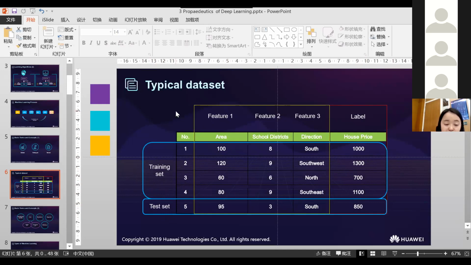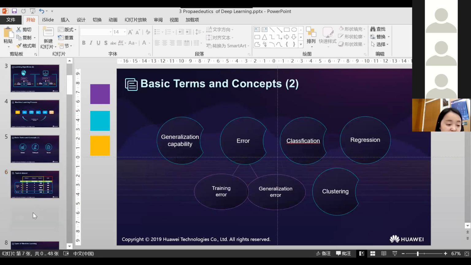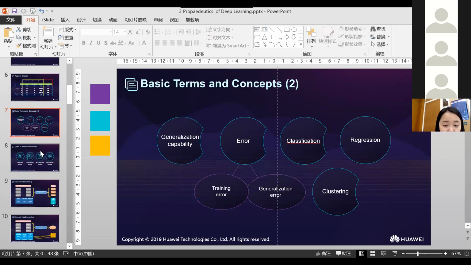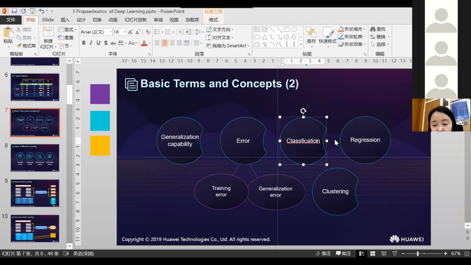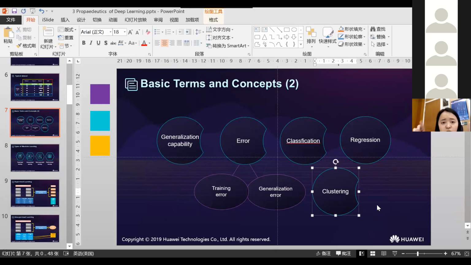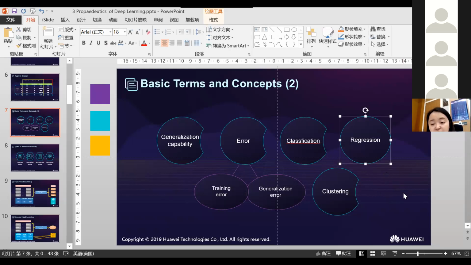So that is training set and test set. And then we talk about the tasks of machine learning. We can divide these tasks into 3 categories. The first is classification, and the second is regression, and the third is clustering. So for classification, like image classification, the outputs are discrete values like 0, 1, 2, 3, 4, 5.